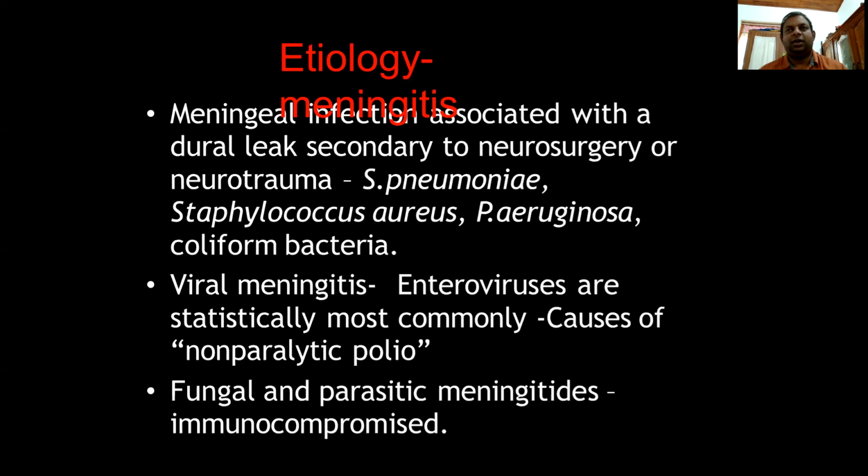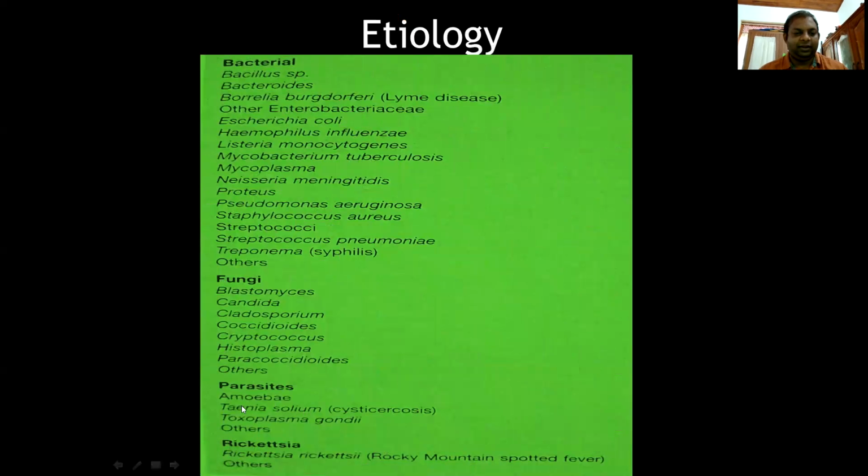What about young children, about 3 to 5 years? The kind of infection varies: Streptococcus pneumoniae, Haemophilus influenzae, and Neisseria meningitidis. In the elderly it goes in the same manner, maybe adding Listeria monocytogenes, and from time to time Pseudomonas can be there. About viral meningitis, enterovirus is the commonest cause, of non-paralytic polio. Fungal and parasitic meningitis, as I said earlier, is associated with an immunocompromised population.